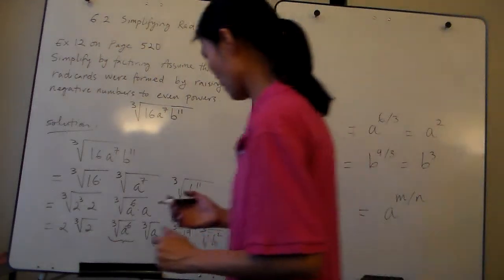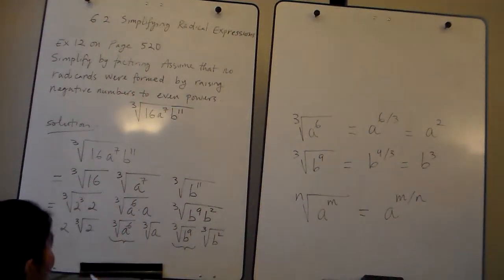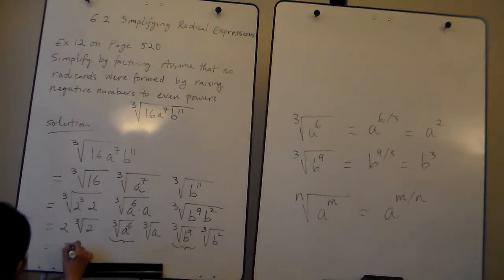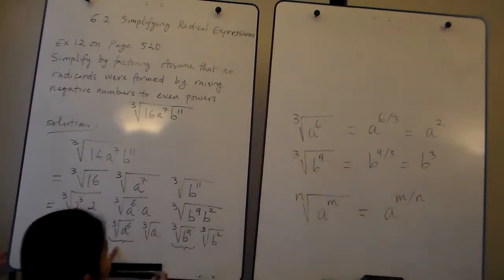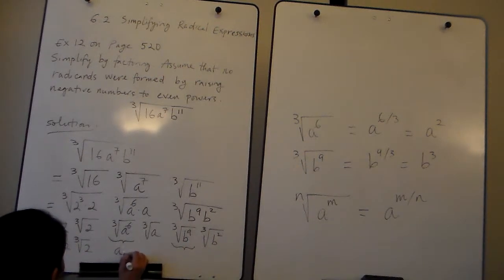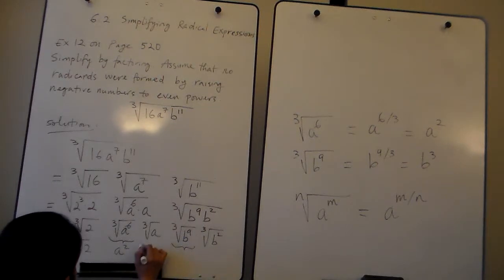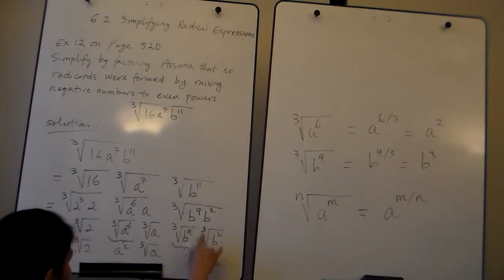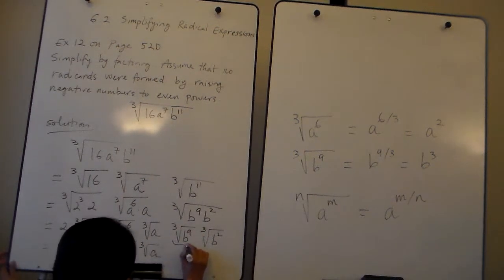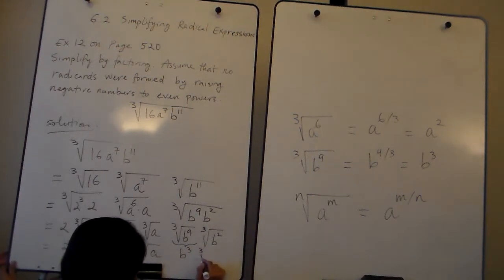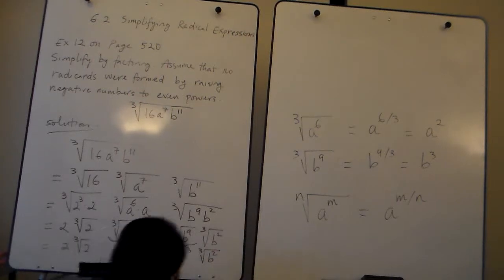Alright, so what I have here is 2, the cube root of 2. This can be simplified using this rule, which gives a squared. This is just the cube root of a. This you can simplify using this rule, which gives b to the third power. And this you cannot simplify, so it stays the cube root of b squared. Okay?